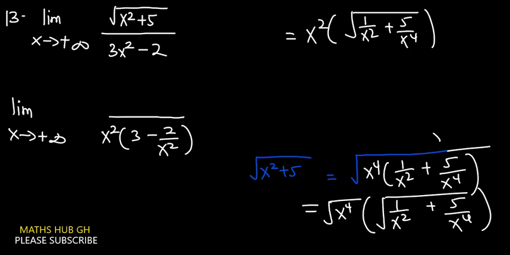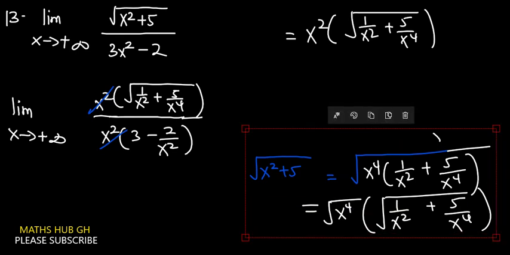From here, we can now write it here. We have x squared, bracket open, the square root of 1 over x squared plus 5 over x to the power 4. So you see that now we can do the cancellation without any remainder, right? So this will cancel out this. Now let's try the direct substitution and see what you are going to get as our answer.